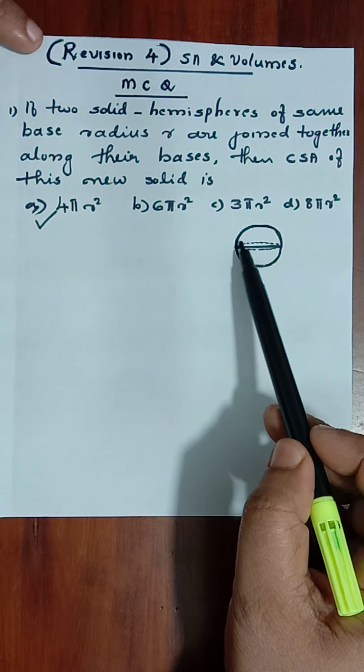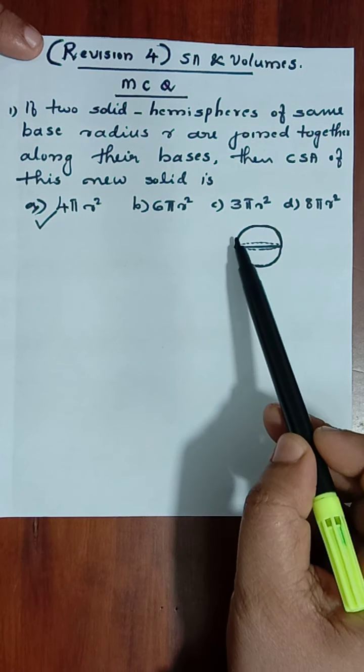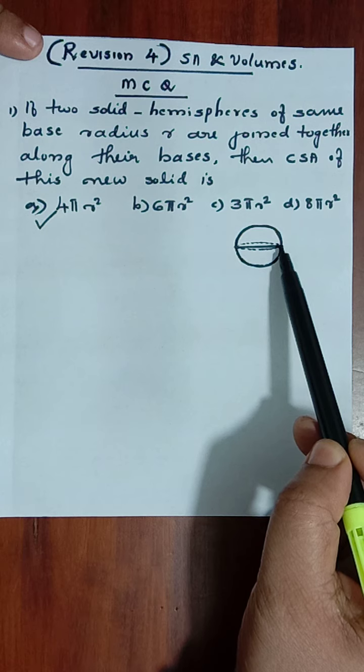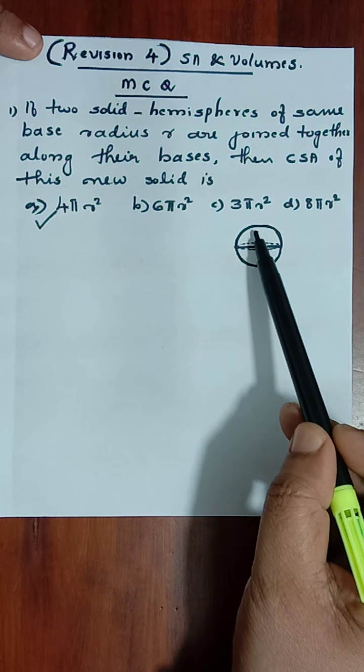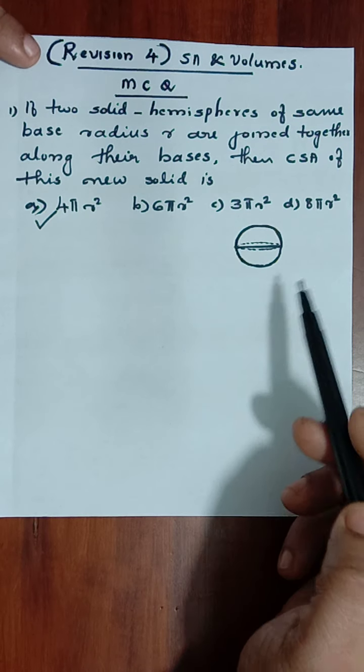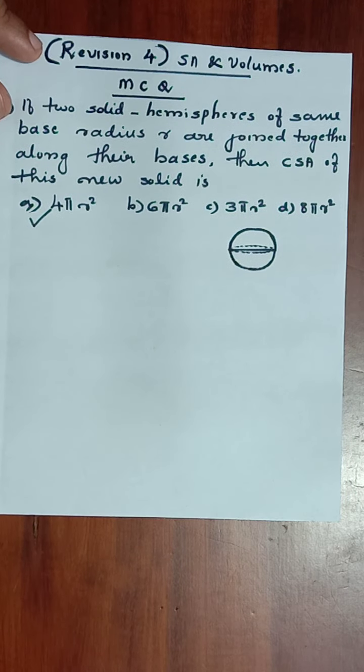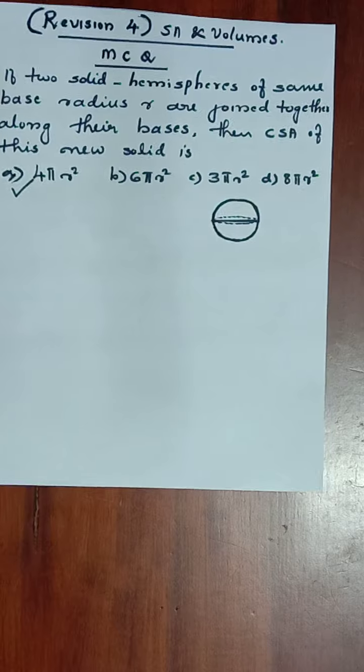Here we have two solid hemispheres. One solid hemisphere's CSA is 2 pi r square. Because of two solid hemispheres, it will be 4 pi r square. So your answer is 4 pi r square.